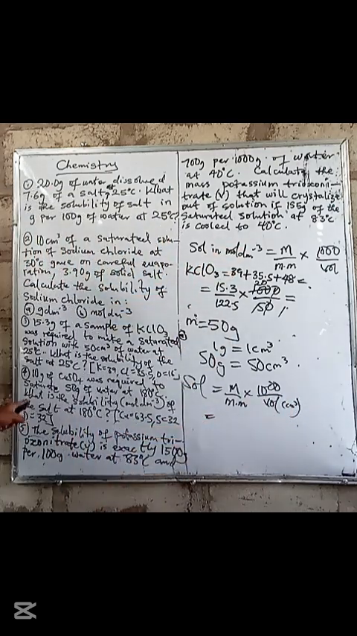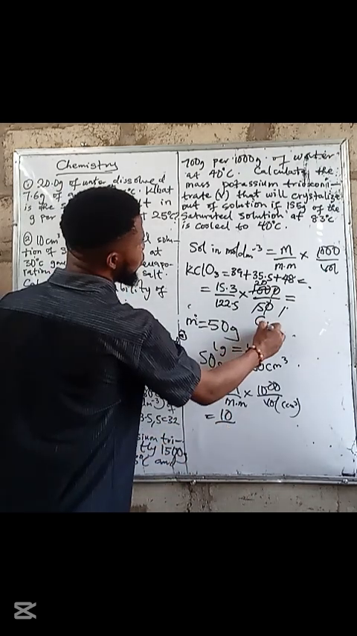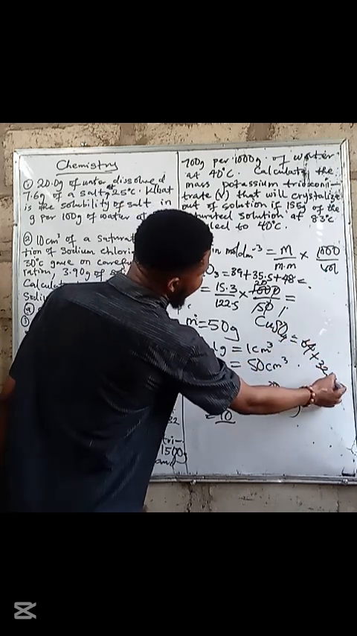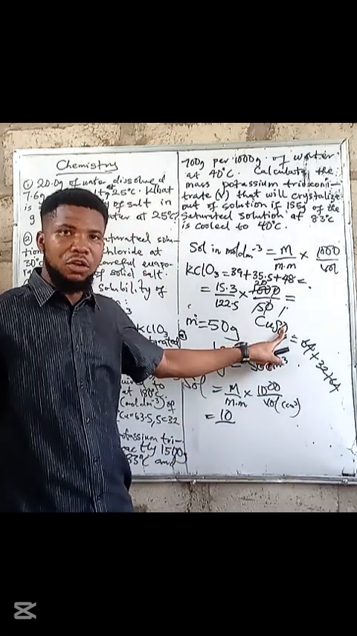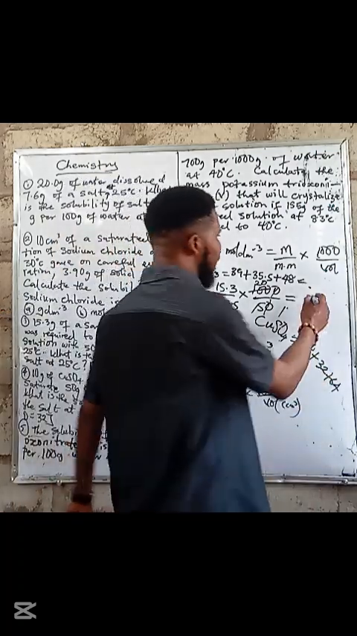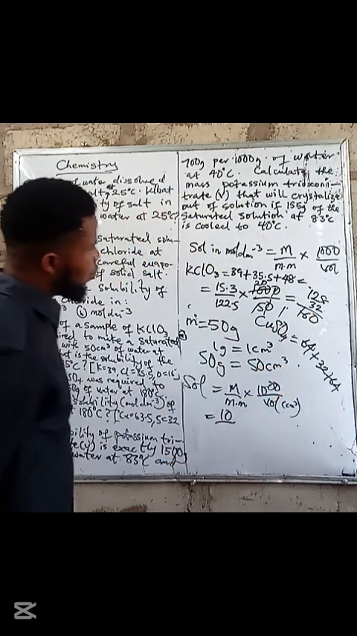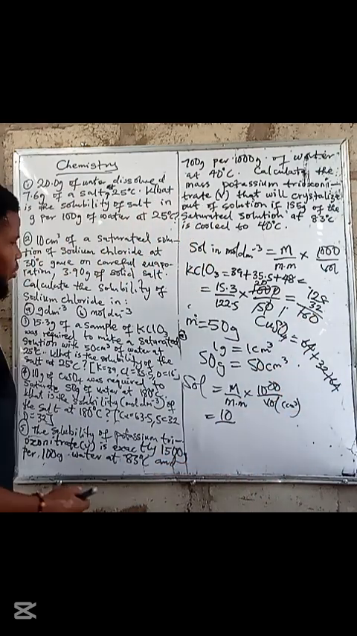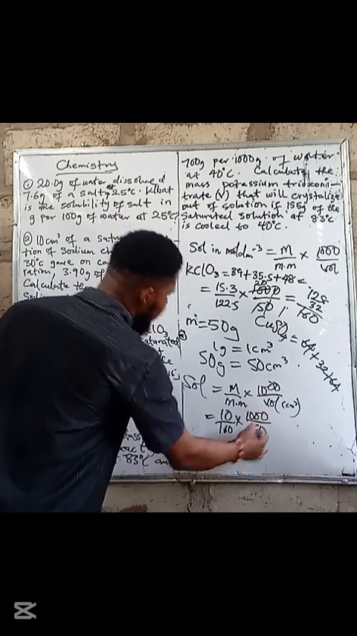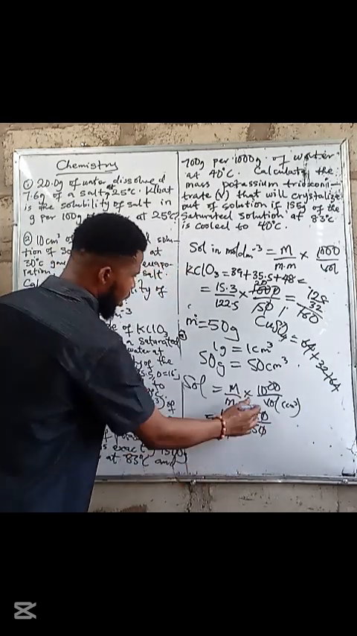So what is the mass? 10. Okay? Molar mass of CuSO4. Copper is 64, plus 32, plus 4 times 16 for oxygen, that's 64. So 64 and 64 will be 128. 128 plus 32 is 160, right? So 160, times 1000 over 50. This 0 will cancel this 0 here.